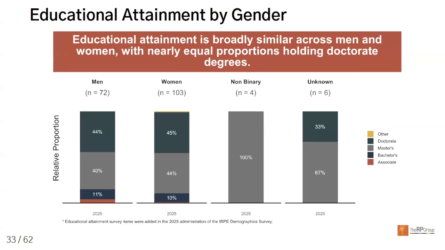Educational attainment by gender. It's broadly similar across men and women, with nearly equal proportions holding a doctorate degree. So that's good to see. Next slide.